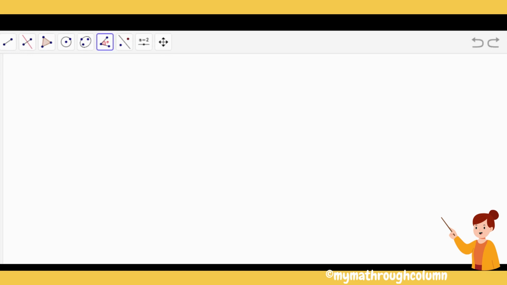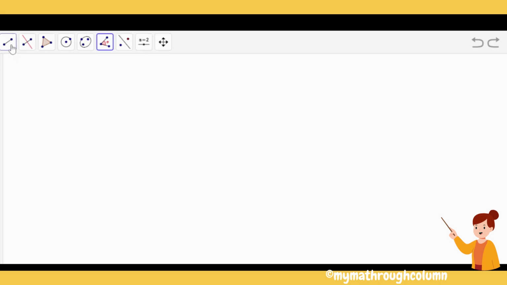Before we start the actual construction, I am going to discuss something about the perpendicular bisector of a line segment. For that, we are using the GeoGebra application. We are using GeoGebra Classic here, and just watch what I am trying to say and how this will lead us to our main construction.